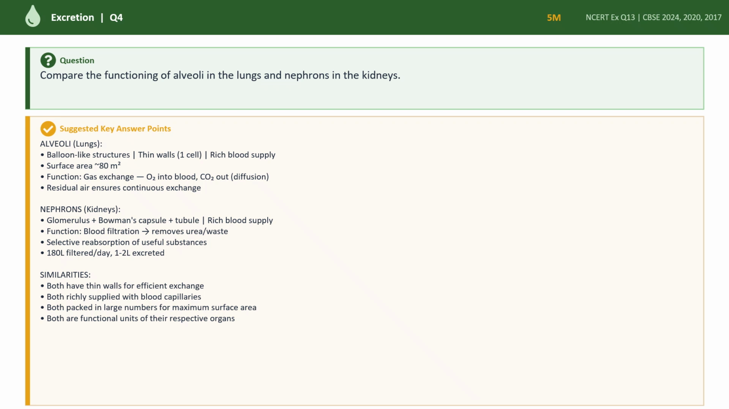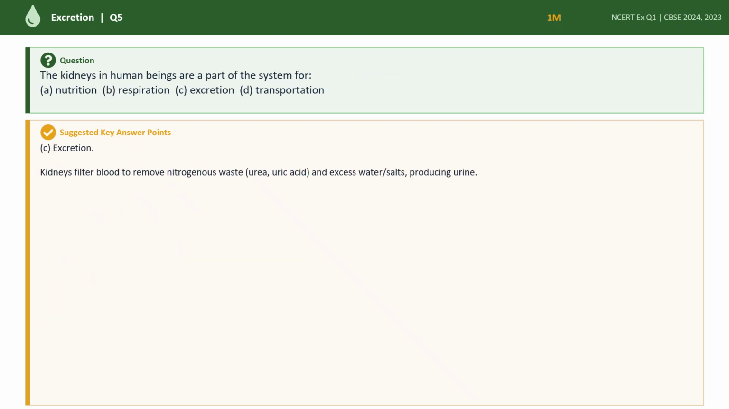So what are the similarities between these? See, they both have thin walls, so efficient exchange takes place. Both are richly supplied with blood vessels, and both are packed in large numbers for maximum surface area, and both are functional units of their respective organs. So very important, both are.